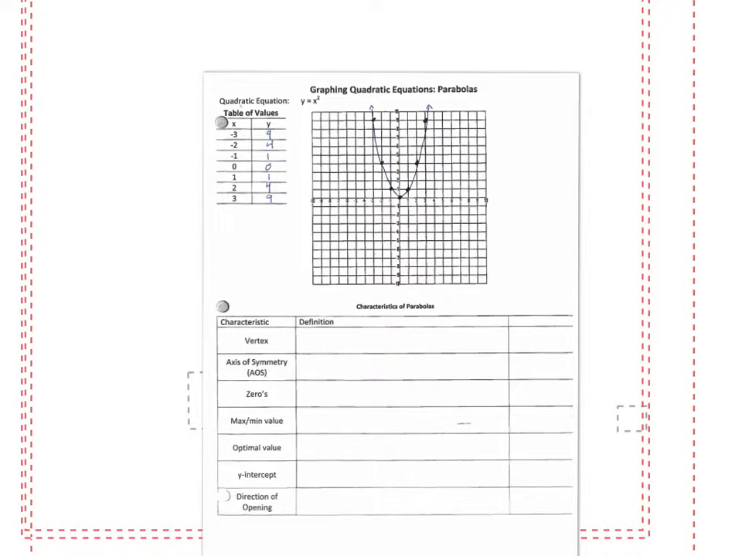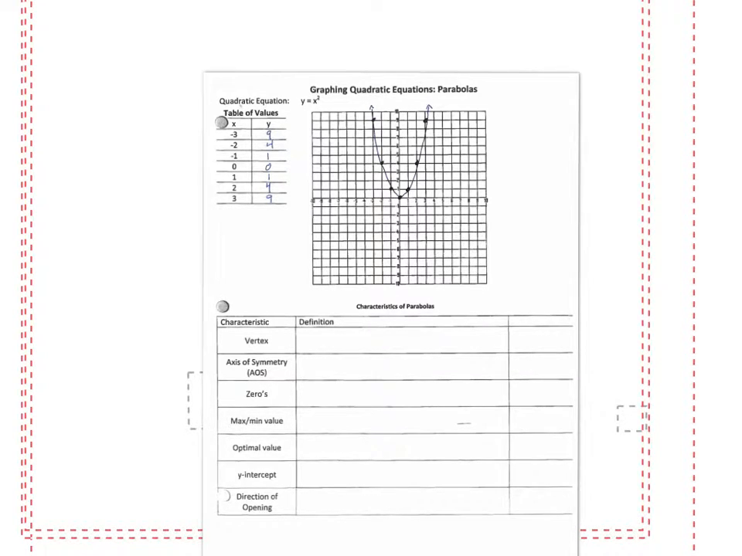The first thing we're going to do is fill in this table and learn the different definitions of these various characteristics of a parabola, and then I'm going to show you the example for our equation y equals x squared down here in this chart. As we go through this, you may need to pause the video to make sure you get the information copied down.